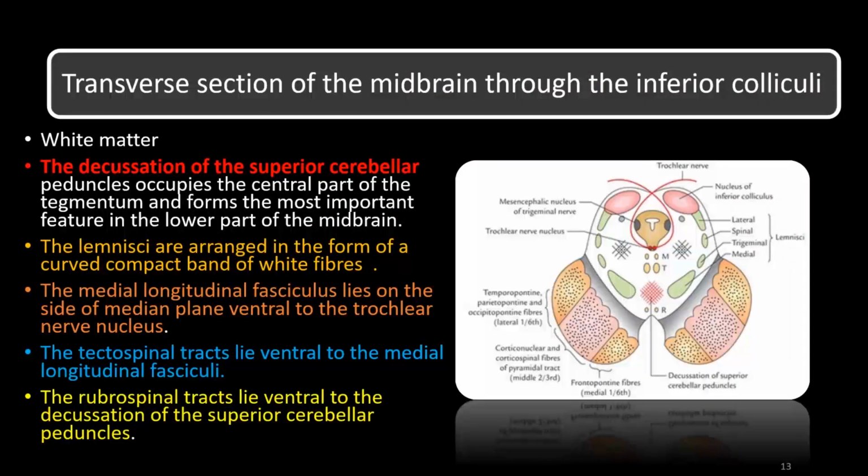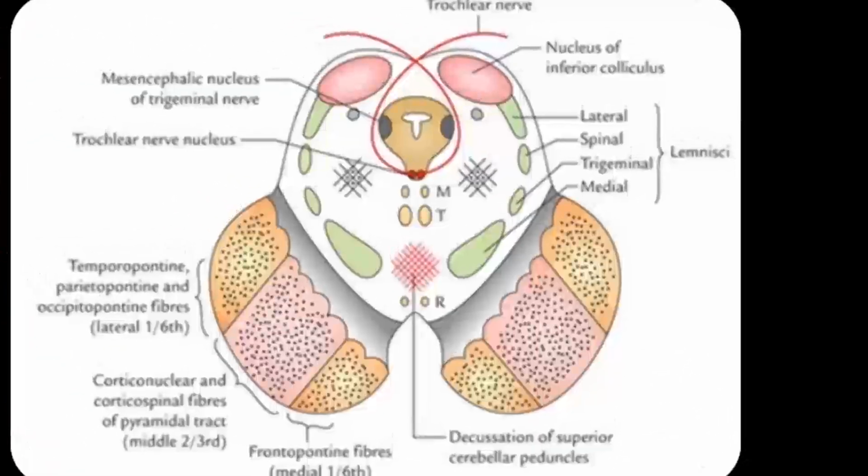We will also consider the white matter that we can see at this level. The first one we'll look at is the decussation of the superior cerebellar peduncle, which is seen here. Another of interest is the lemnisci that are arranged in a curved compact form, arranged in this form. And then also we'll look at the medial longitudinal fasciculus that is seen here, and the tectospinal tract that is seen anterior to it, and then we'll also see the rubrospinal tract.